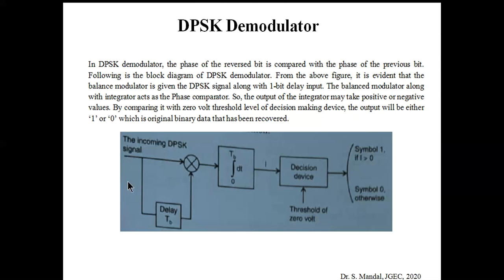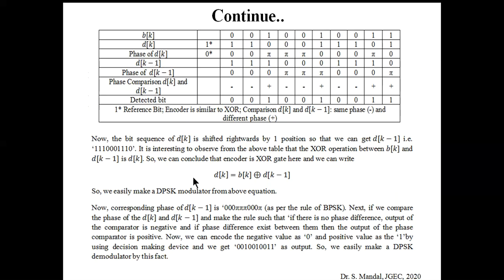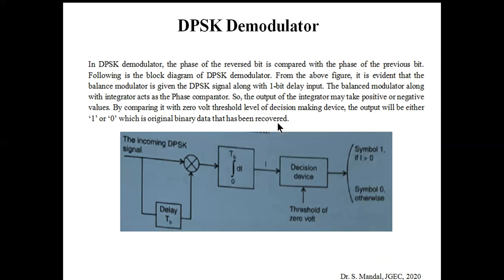This can be generated by using this simple table. Here also it is written that one is the reference bit, encoded similar to an XOR gate, and comparison of dk and dk minus 1: same phase is negative and different phase is positive. Clear? So this one is the DPSK demodulator part. By using simple logic we can recover the original 1 or 0 bit sequence.